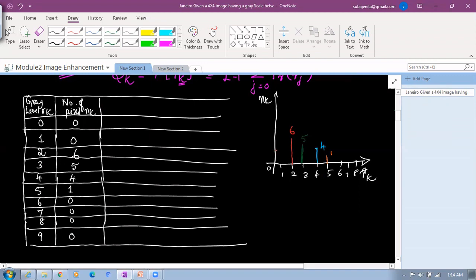Make the divisions here: 2, 4, 6, 8, 10. So this is the histogram for the given image before equalization, before performing equalization.